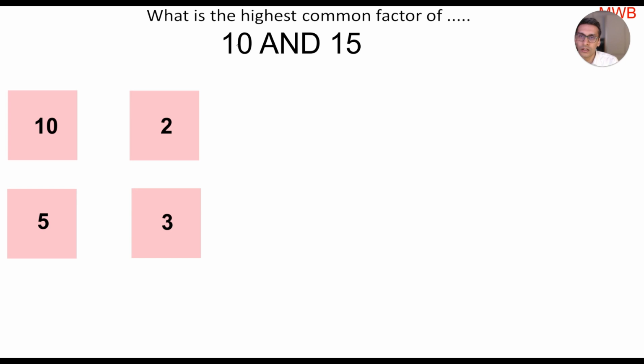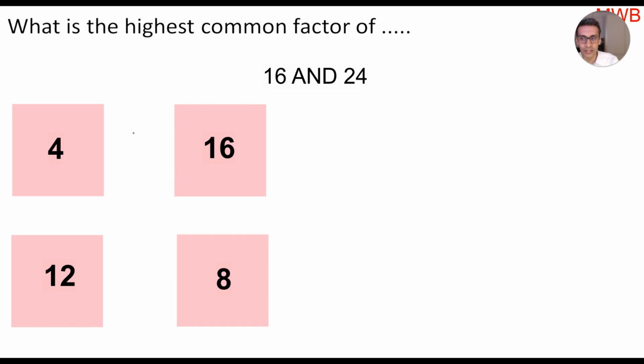Right, so looking at highest common factor. We're looking at the biggest thing that goes into 10 and 15. Pick from the list of 4, and then I'm going to show you the answer. Okay, so the highest common factor of 10 and 15 is 5. What's the highest common factor of 16 and 24?